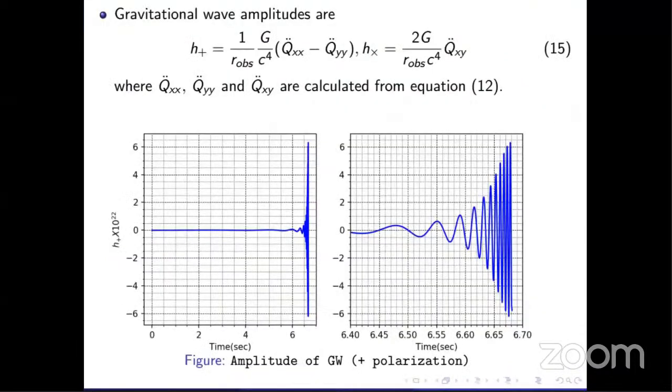Next slide, please. So in other words, the effect of electromagnetic interaction as well as gravitational interaction lead to different gravitational waveforms. Here is the plus polarization of the gravitational waveform shown. And in the next slide, the cross polarization will be exhibited. Next slide, please.